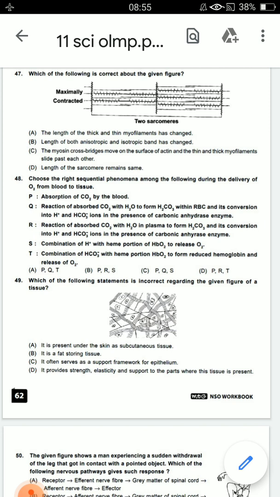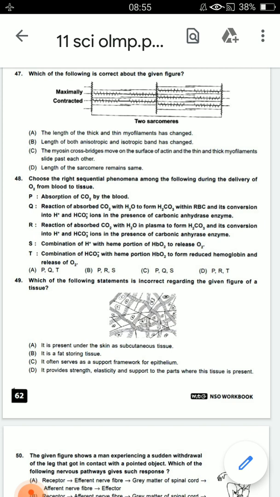Option S: combination of H+ with the heme portion of HbO2 to release oxygen. T: combination of HCO3- ion with the heme portion of HbO2 to form reduced hemoglobin and release of O2. Here we have P, Q, R, S and T. Out of these, for question number 48, we need to know which one is the correct option. So the correct option is C.